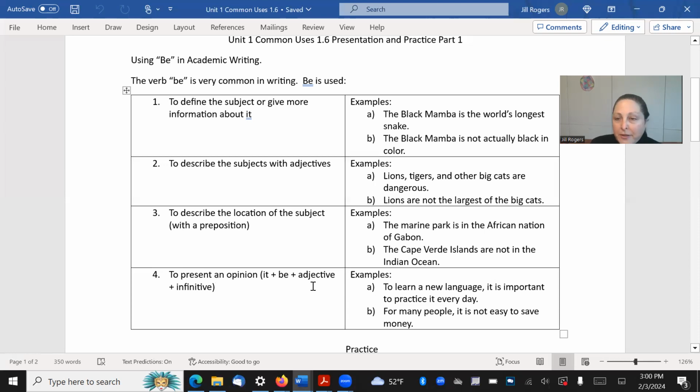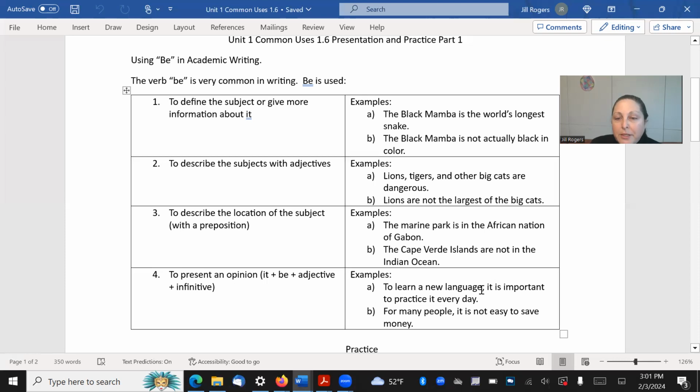And this is the pattern that it follows. It plus be plus adjective plus infinitive. Remember, an adjective is a descriptive word. An infinitive is the word to, like this one, plus the base form of the verb. For example, to save. Another example, to practice. Okay, so if we read the whole sentences, it is to learn a new language, it is important to practice it every day. Okay, we actually have 2 infinitives here.